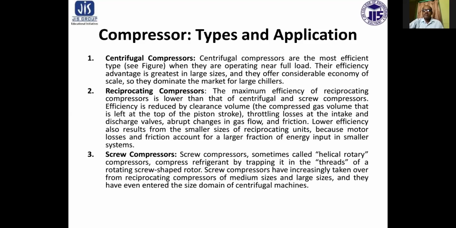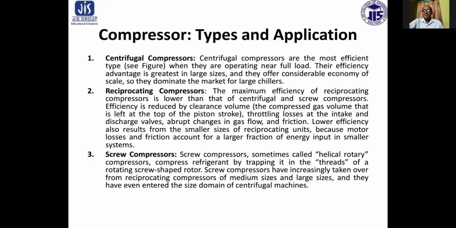But nowadays, the centrifugal compressor can also be used by connecting the outlet of one compressor to the inlet of another compressor, so we can compress the air much more. In between, some intercoolers may also be present.